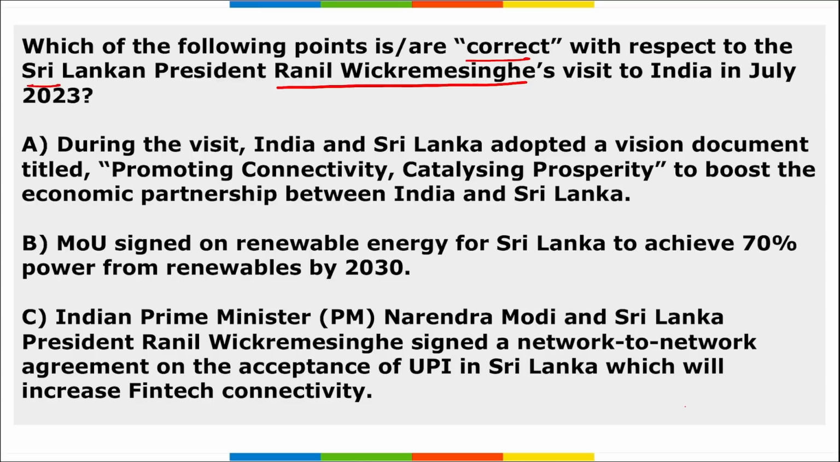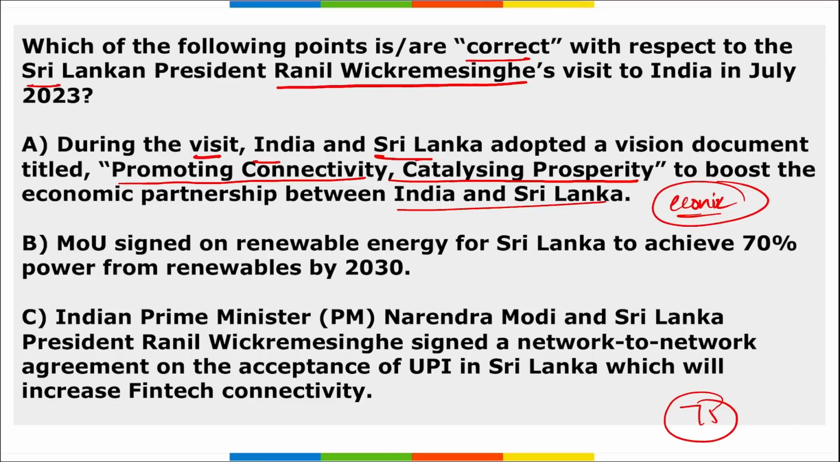Next remember, both the countries together here celebrated the 75th anniversary of the establishment of diplomatic relations, and important things are mentioned here, A, B, C. So let's look at these options. First, during the visit, India and Sri Lanka adopted a vision document titled Promoting Connectivity, Catalyzing Prosperity, right? And this would strengthen the maritime sector, air sector, energy and people-to-people connectivity between India and Sri Lanka that will basically enhance the economic ties, right? And the economy and the trade between these two countries will flourish. So option A is correct.